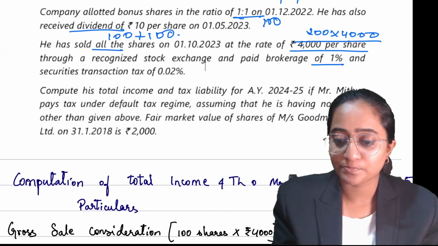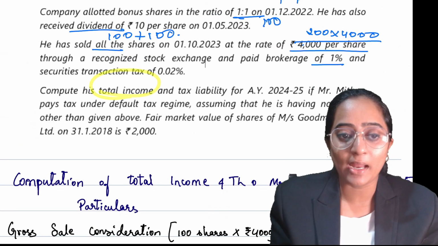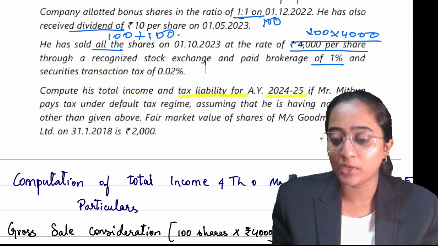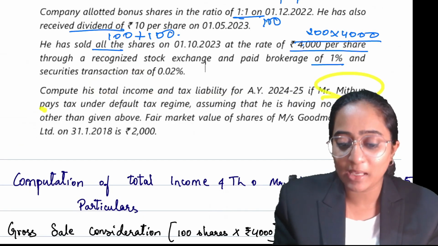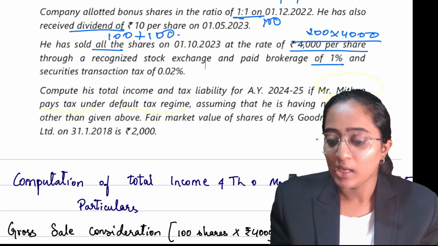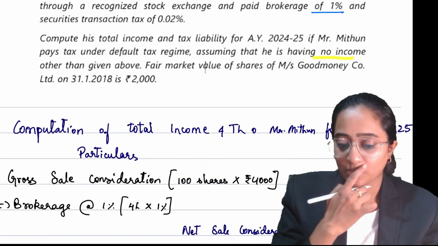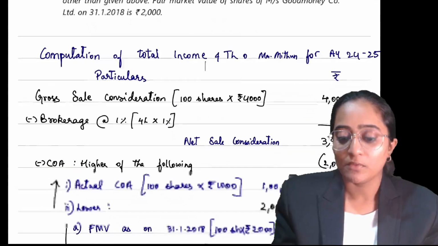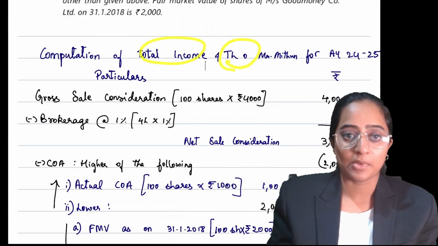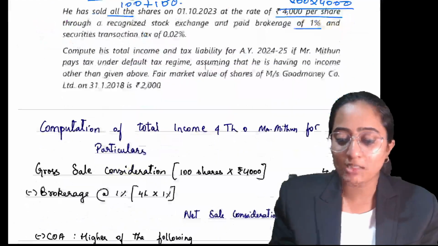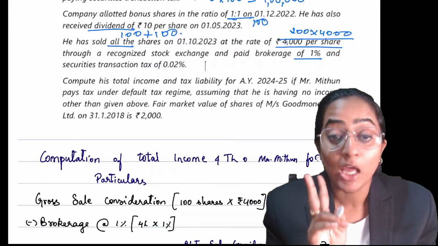Okay, let's continue. Compute his total income and the tax liability for AY 24-25 if Mr. Mithun pays tax under the default tax regime, assuming that he has no other income. So now let's try to understand. First of all, what have they asked? Total income and the tax liability. I've told you what the gross sale consideration is, people. See here, you are having two different.